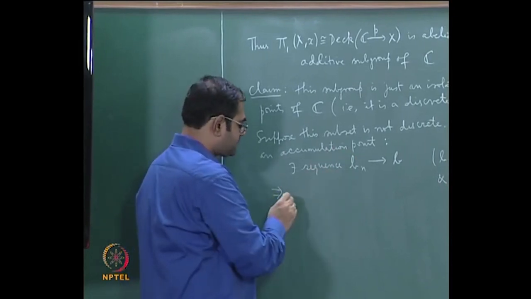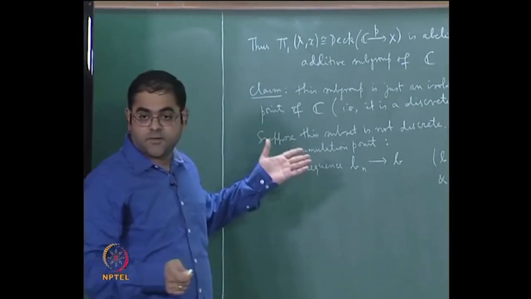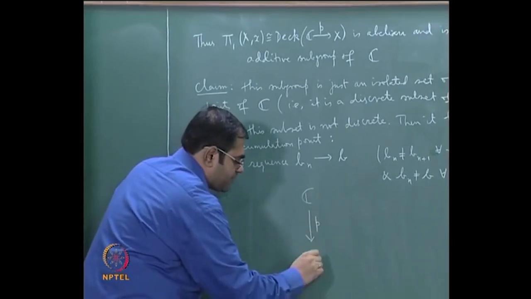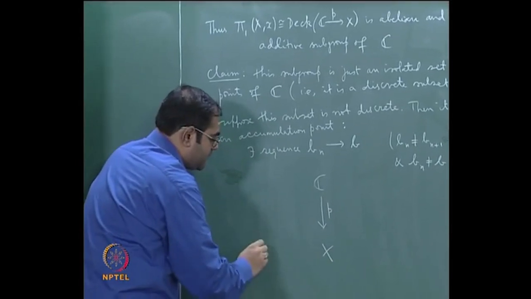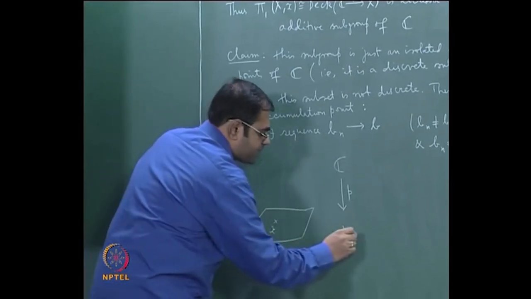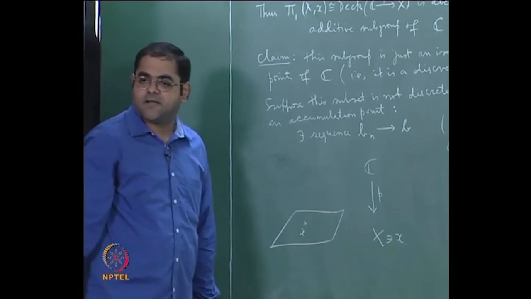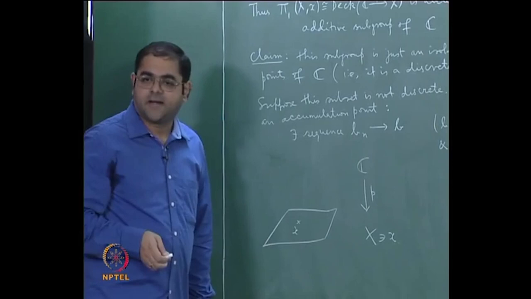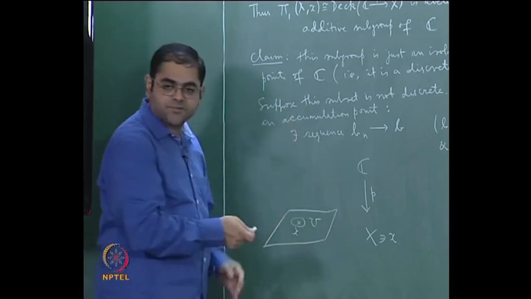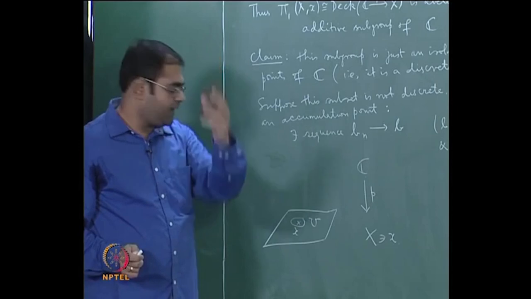So this is going to create problems, and that is what is going to give us a contradiction. Now you see my situation is as follows. I have C here, I have P, I have my X below, and let me draw a diagram. Suppose I fix a point small x in capital X, then you know that this is a covering, so this point will have an admissible neighborhood. So suppose I take this admissible neighborhood U here, then its inverse image under P will be a disjoint union of open sets, each of which is mapped by P homeomorphically onto X.